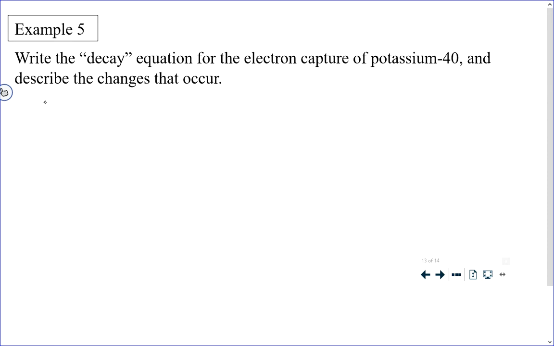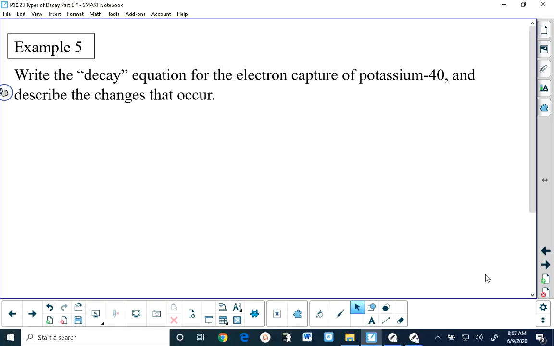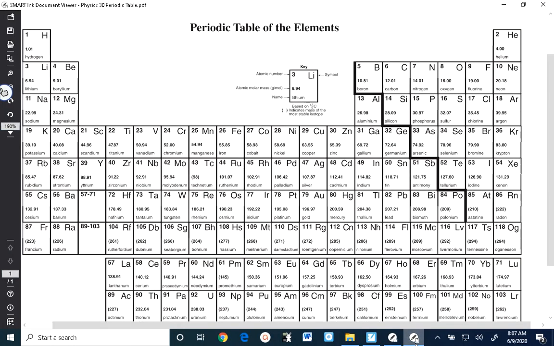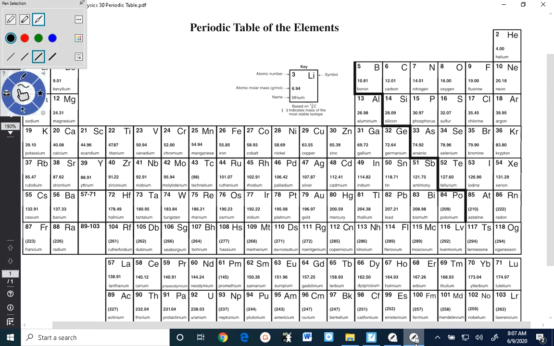So the final example, example 5, asks us to write the equation, and I'm loosely calling it a decay equation, for the electron capture of potassium-40. So one of the things that we're going to have to do is locate potassium on our periodic table so that we can determine the atomic number of potassium. When you look at the periodic table, potassium is on the left-hand side of the periodic table.